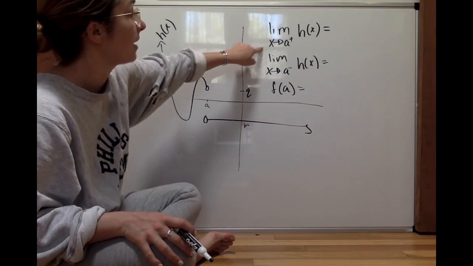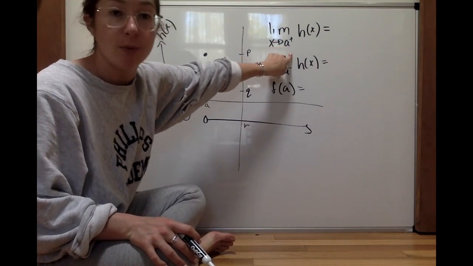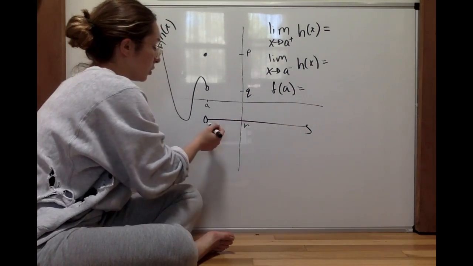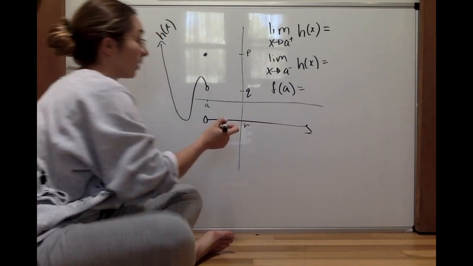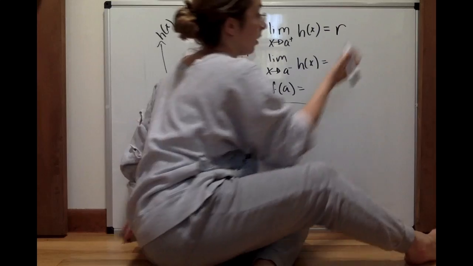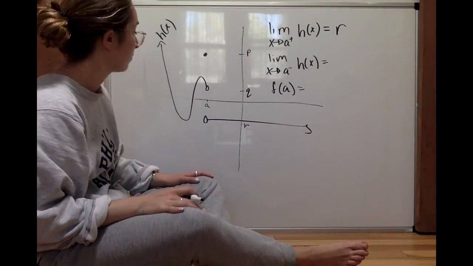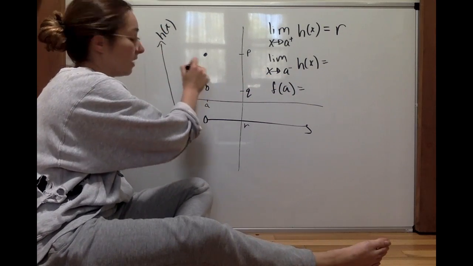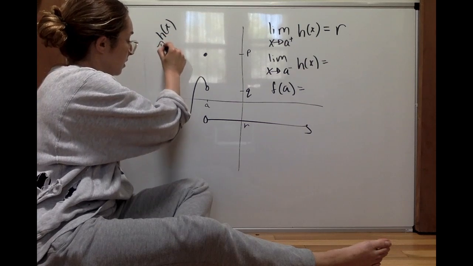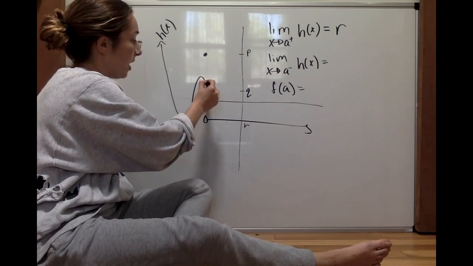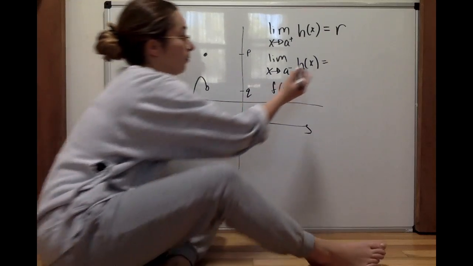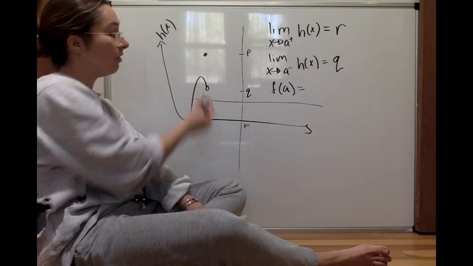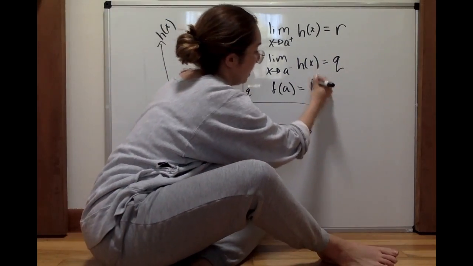The limit as x approaches a with a plus sign means it's coming from the right side, from the side with positive numbers. So I'm coming this way towards a. The limit as x approaches a from the right is going to be r. The limit as x approaches a with a negative sign, from the left-hand side, from the side with the negative numbers, is going to be q, as I'm approaching a, my y is approaching q. And what is the actual value? What is the function of a? What is h of a? P.